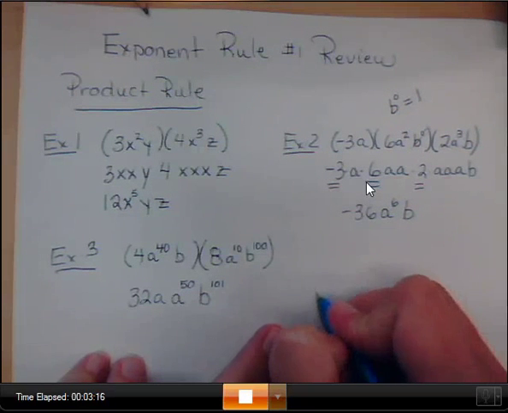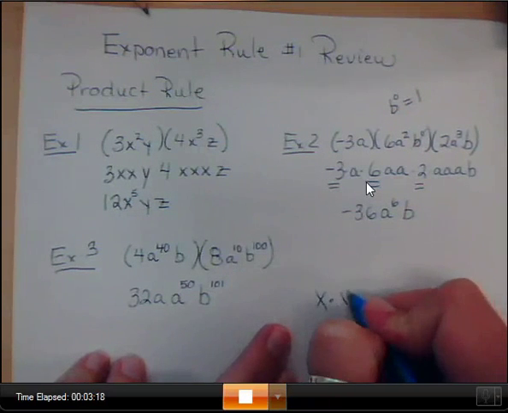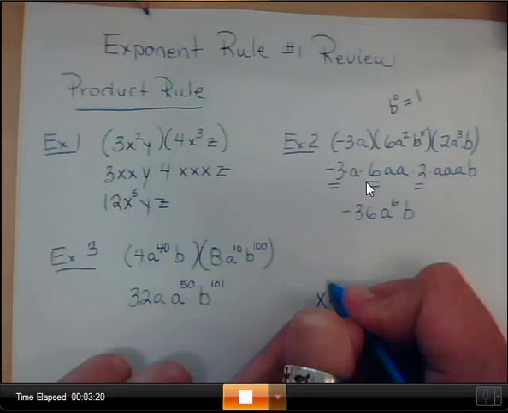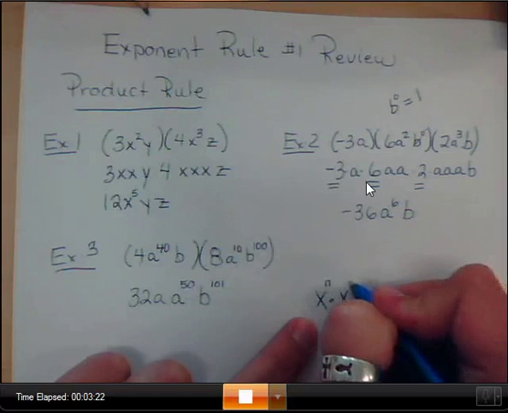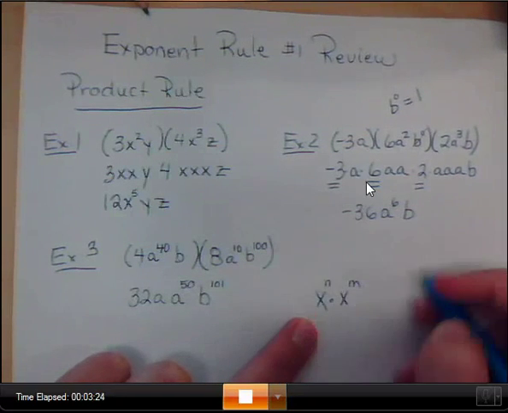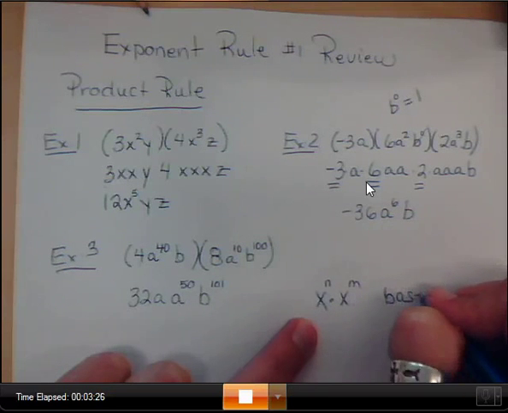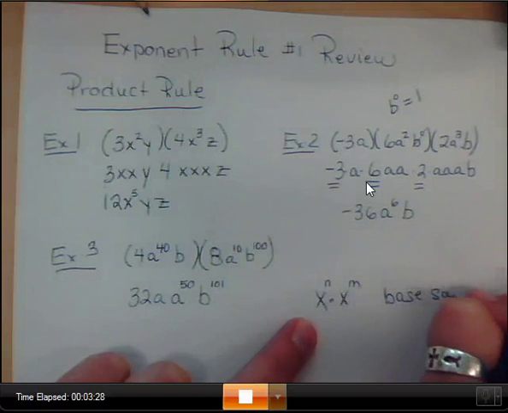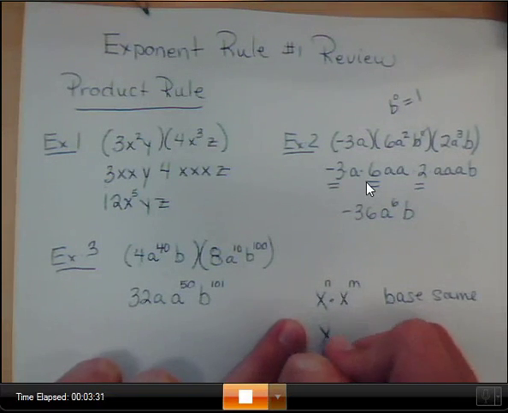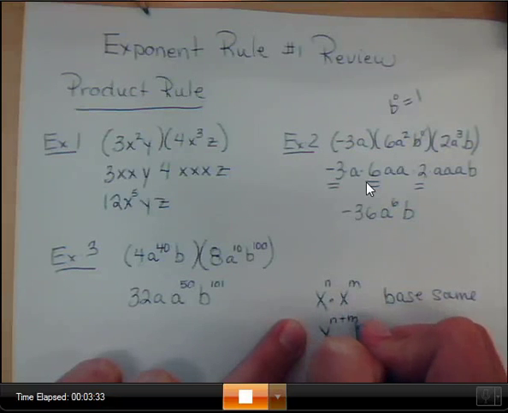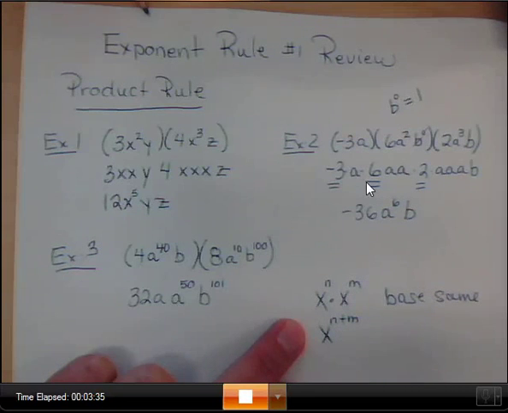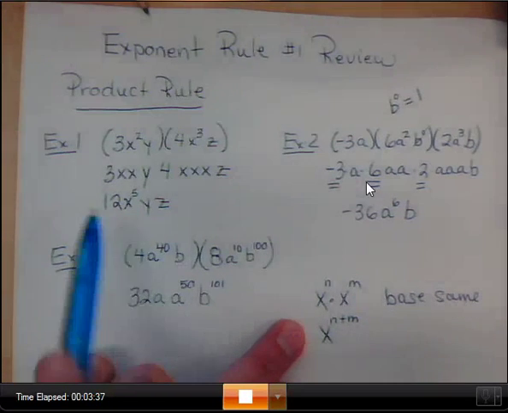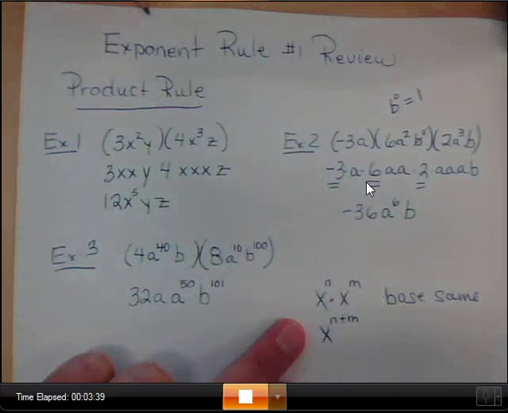So anytime I have 2 things being multiplied, they have to have the same base. Let's say it's x to the n and x to the m. The bases have to be the same. Then we are going to add those exponents. What we forget, though, is, do I add or do I multiply? So this thing of writing it out always works.